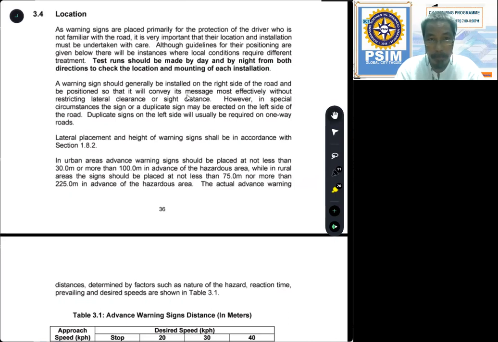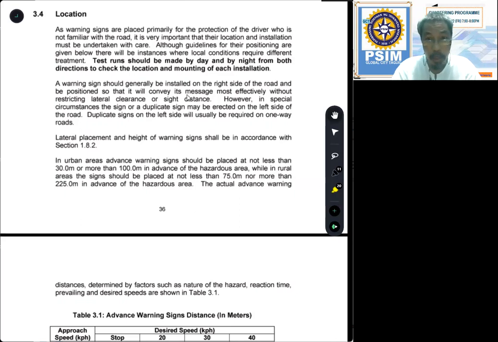Okay, so we already know how to compute sight distance and lateral clearance. So there are problem-solving computations with this. However, in special circumstances, the sign or a duplicate sign may be erected on the left side of the road. There are some specific cases. A duplicate sign on the left side will usually be required on one-way roads.